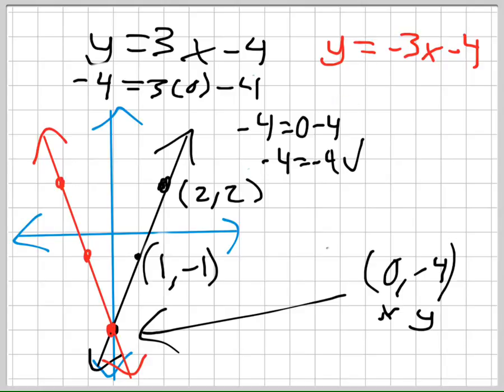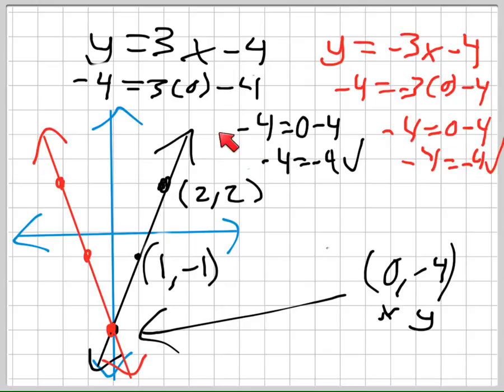Plug in negative 4 for y, 0 for x. Negative 4 equals 0 minus 4. Negative 4 equals negative 4. True also. It works for both of them, right? Much easier than guessing and checking. Where they intersect, we call that a solution to this system of equations, a solution to both of these. x would be 0, y would be negative 4. That works for both of these. I graph them and find out where they cross, where they intersect.